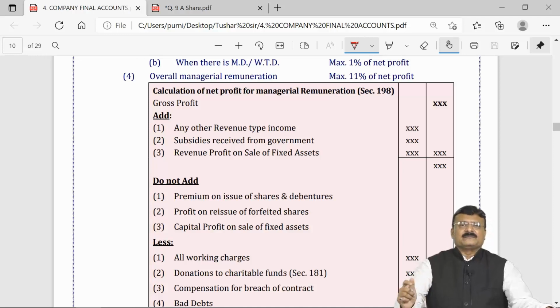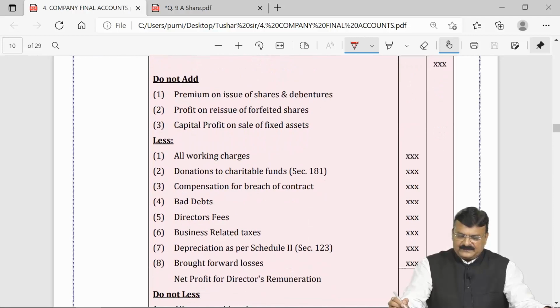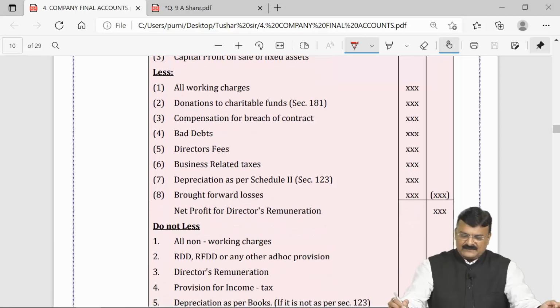And third, revenue profit on sale of assets. What is revenue profit? Total profit minus capital profits. Do not add premium on issue of shares and debentures because it's a capital receipt. It doesn't form part of P&L account. Profit on reissue of forfeited shares is capital reserve, and capital profit on sale of fixed assets. All are capital receipts which never go to P&L. So three things added in GP, less all working charges.